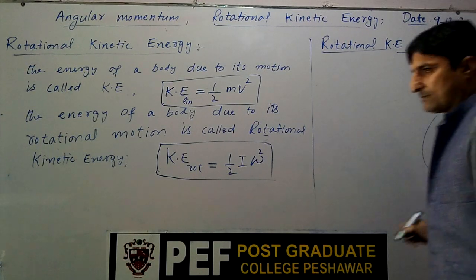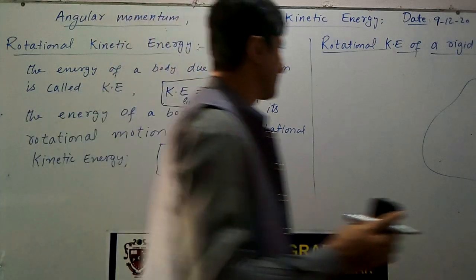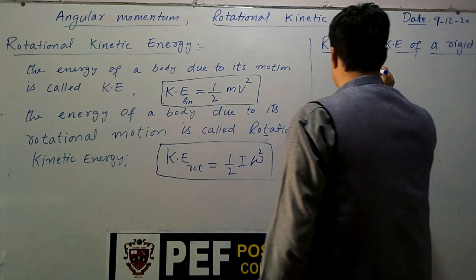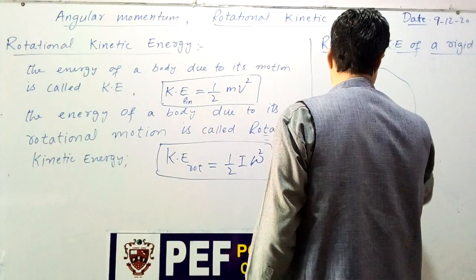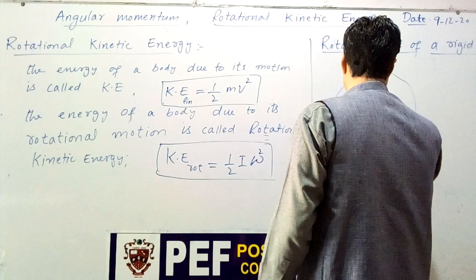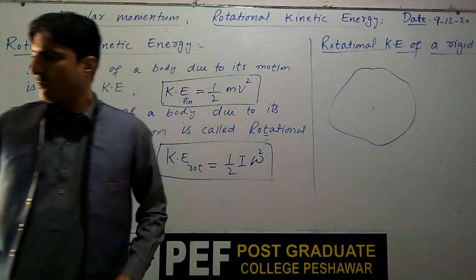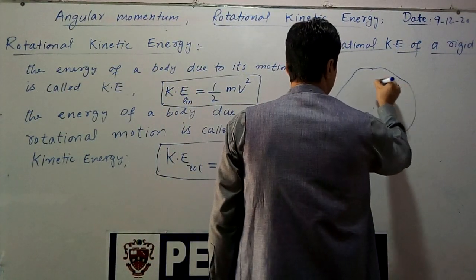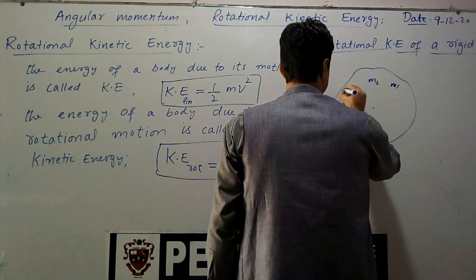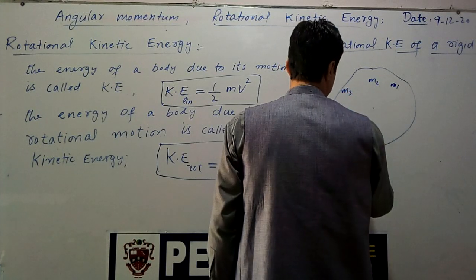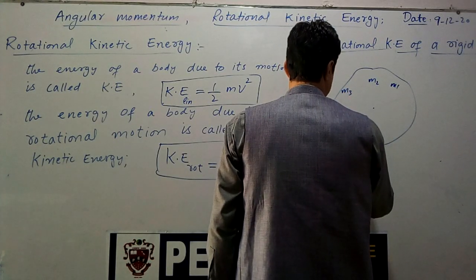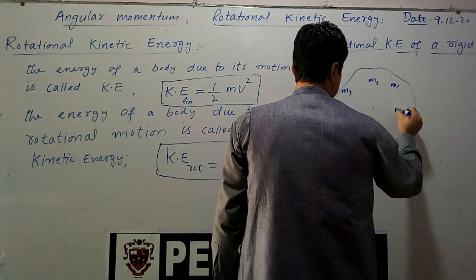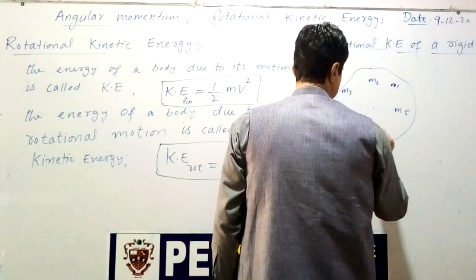Now let me draw this diagram here. Suppose this is a rigid body. We have divided this body into small pieces of mass like this: M1, M2, M3. Suppose this is M4, this is M5, and this one is Mn.